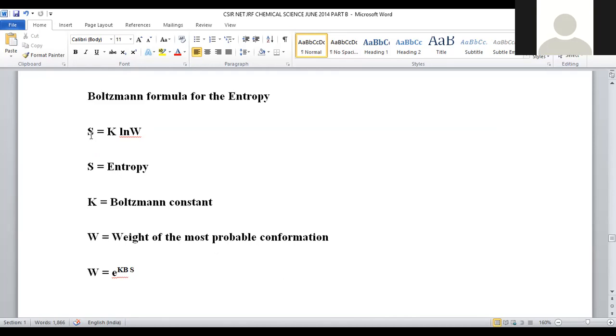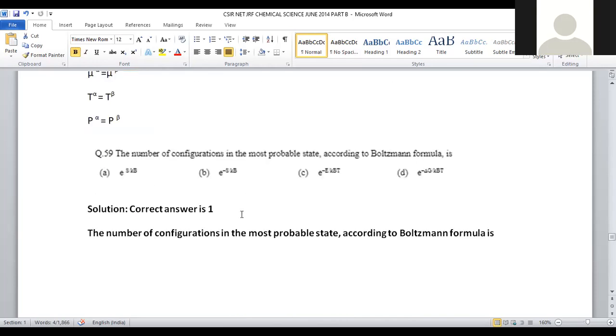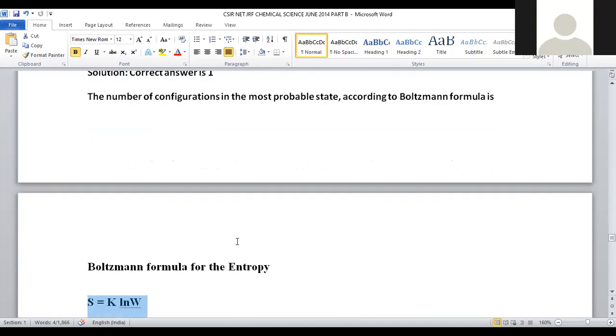Now, here the entropy formula is given. Now we have to go with W. W is equal to e to the power S by k B. k B denotes the Boltzmann constant, S is the entropy, and e is the base of the natural log. Right. So that is provided in option number 1. For question number 59, option number 1 is the correct answer.